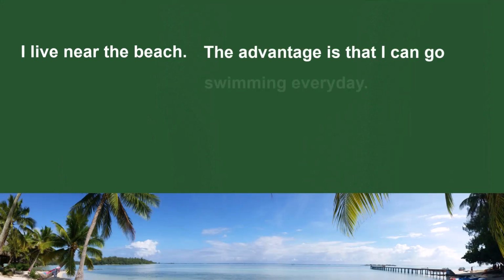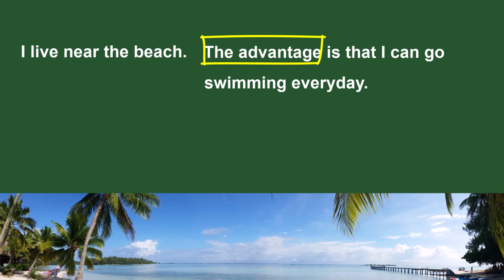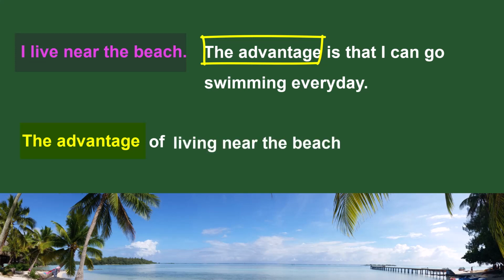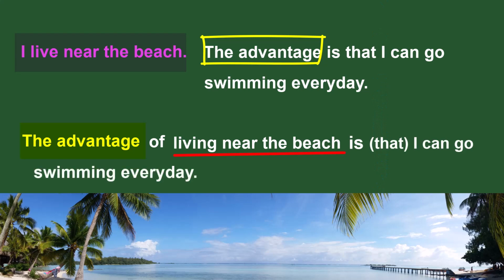I live near the beach. The advantage is that I can go swimming every day. So let's combine these two sentences. Let's start off with our comment, the good, the bad, problems, advantage. We have advantage. The advantage of, okay, of what? What's your situation? I live near the beach. So the advantage of living near the beach is what? Is that I can go swimming every day.